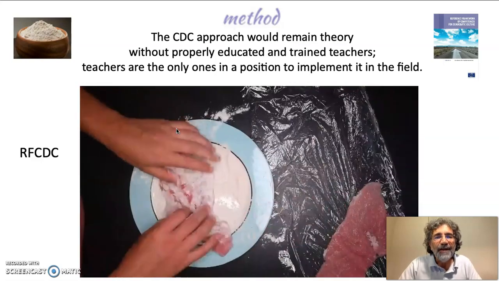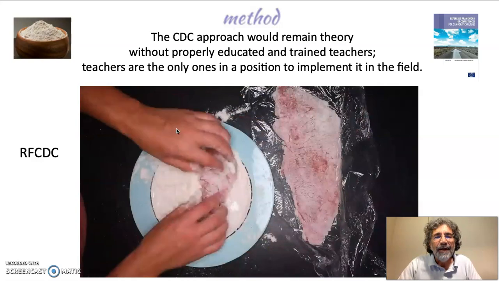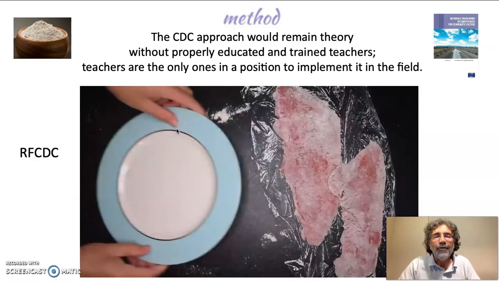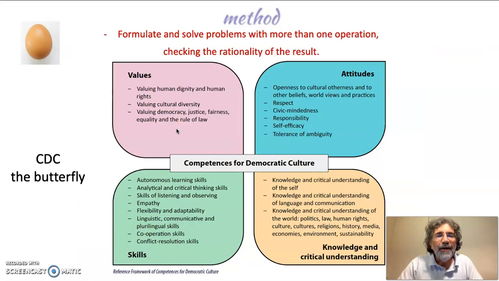So what we do is that we pass our intended learning outcomes through the RFCDC in order to cover it, to bring it in the meaning of what competencies for democratic culture are. Finished with that, we have flavored intended learning outcomes, and then we have to pass it through what we call the butterfly. The butterfly is the competences for democratic culture in those 4 clusters that we spoke about before.